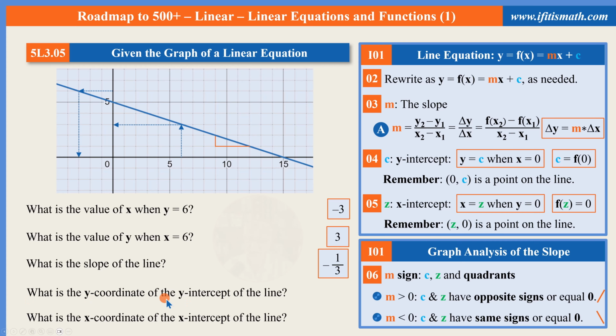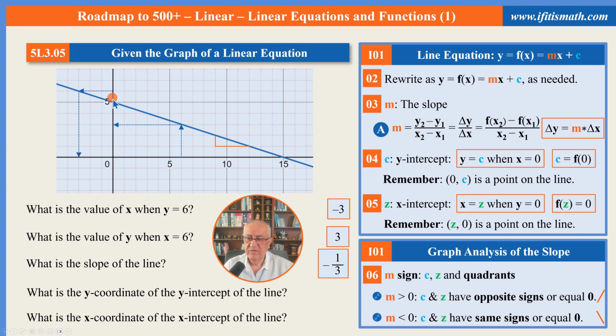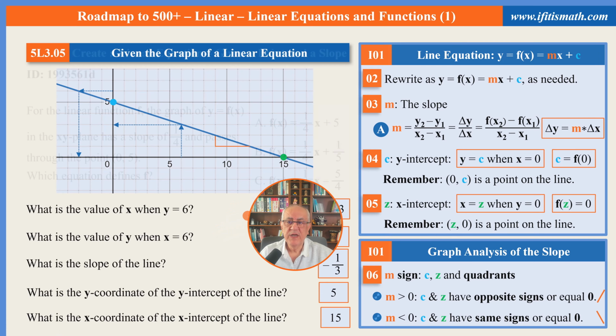What's the y coordinate of the y-intercept? Visually, you can find it's 5 here. So it's going to be 5. And finally, what's the x coordinate of the x-intercept? Visually, the line intercepts the x-axis, that's what is meant by this, by the way, at 15, so the answer is 15. All right. Notice that when we solved all of these questions, we didn't even have the equation of the line. We don't need the equation of the line. All right. Let's go to the next question now.